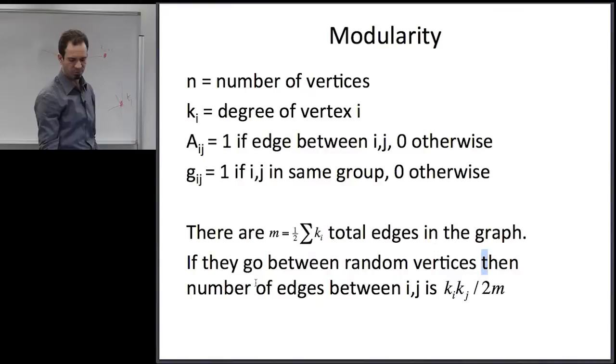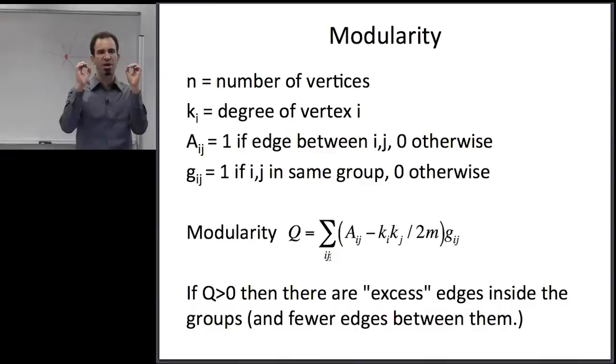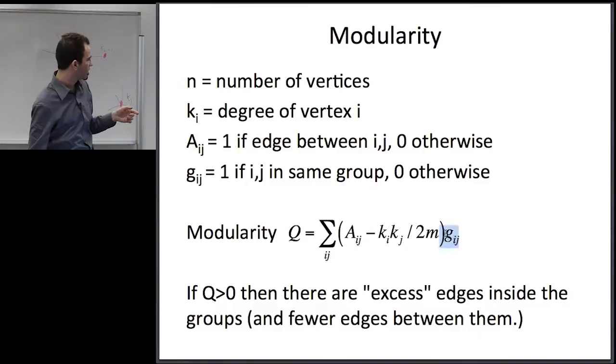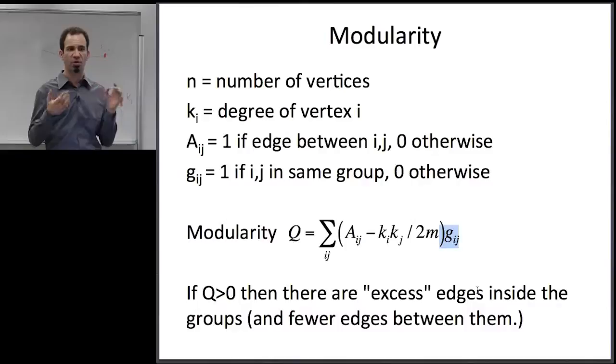So then I define this horrible thing. Sum of, okay, let's break this down. First of all, I'm summing over ij, which means I sum over every possible pair. I ask for every pair of nodes, I'm going to either add something to the sum or not. And I'm going to add it only if this G thing is 1, right? So for every pair of nodes that are in the same group, I'm going to add something. So only edges between nodes in the same group get counted.